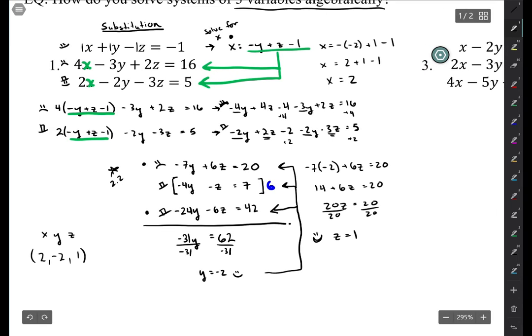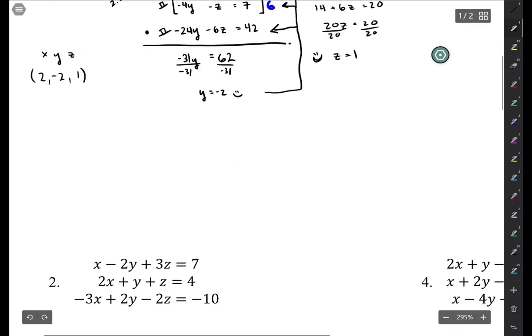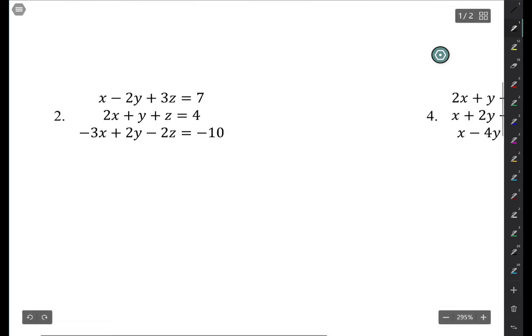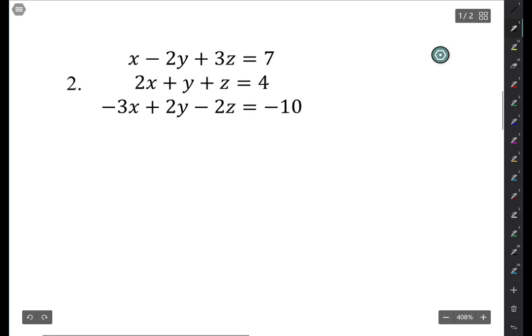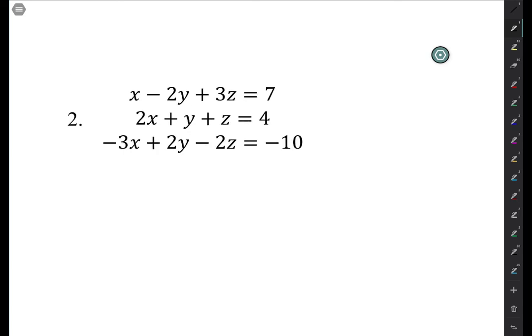For number, let's go down to 2, okay? For number 2, you can use substitution again, but I also want to show you an elimination type style. Elimination. So I have substitutors, and I also have elimination.